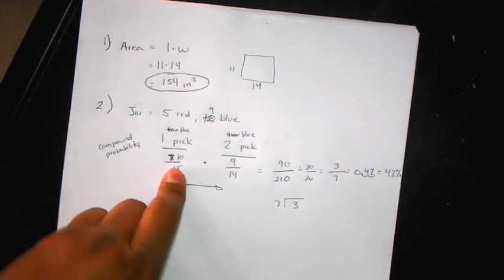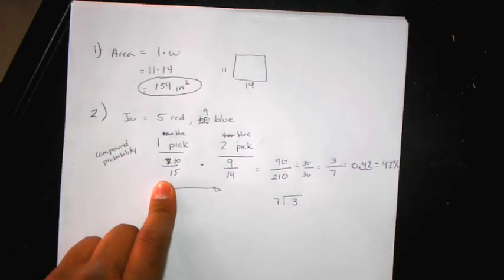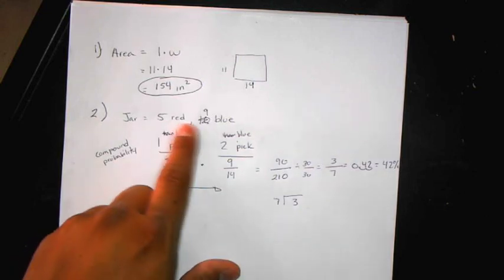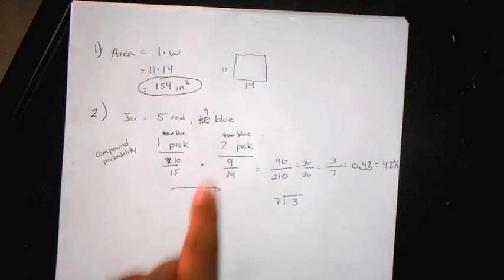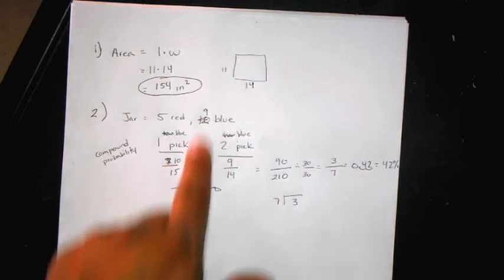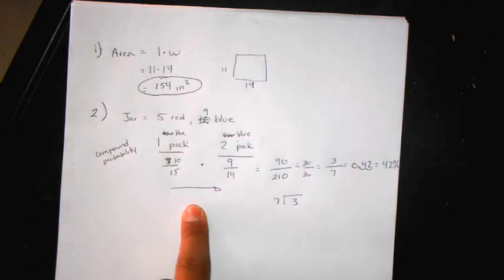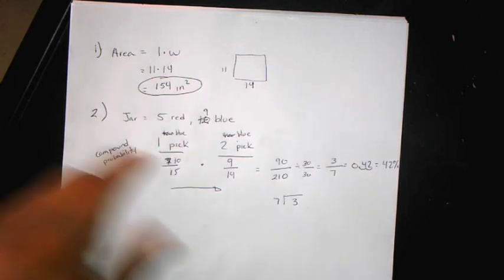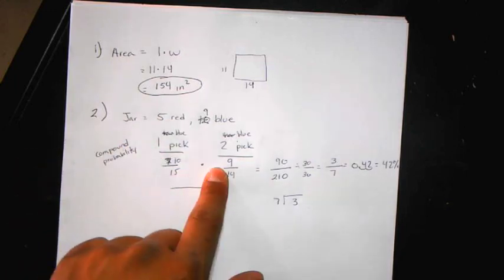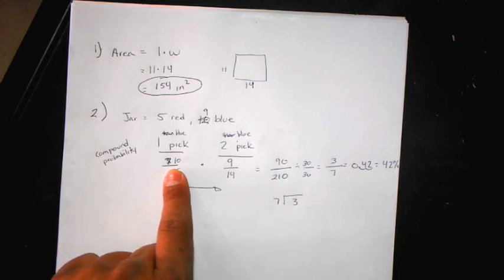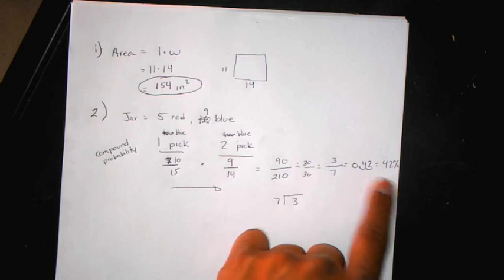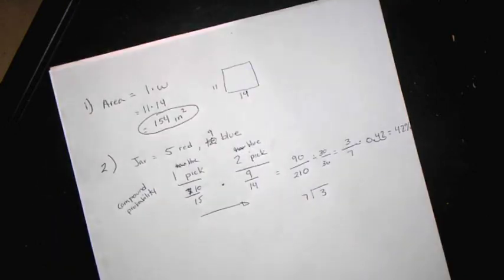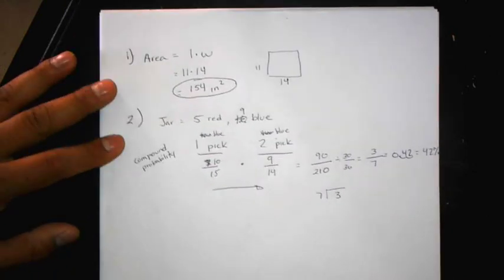So what I want you to notice though on this problem is that I went ahead and did my sample space. I want to have very clear what options I have, so that when I'm doing my diagram like this, it's a lot easier to refer back to it. Okay, so this is how you solve for compound probability. You multiply, you get an answer, you simplify, turn that into decimal, decimal to percent. Okay, so that is how you solve number 2.